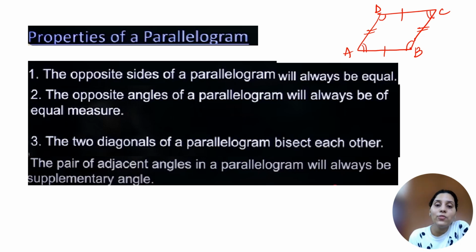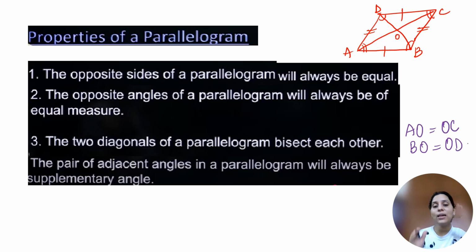Next, the two diagonals of a parallelogram bisect each other. Most of the students get confused here. So first, what is a diagonal? A diagonal is where two opposite vertices meet. A and C are opposite, so when you join them, a diagonal is formed. Similarly, B and D are opposite. Join them, a diagonal is formed. Now, what is the property? Diagonals bisect each other. That means AO is equal to OC and BO is equal to OD. Bisect each other means the diagonals are divided into two equal halves.